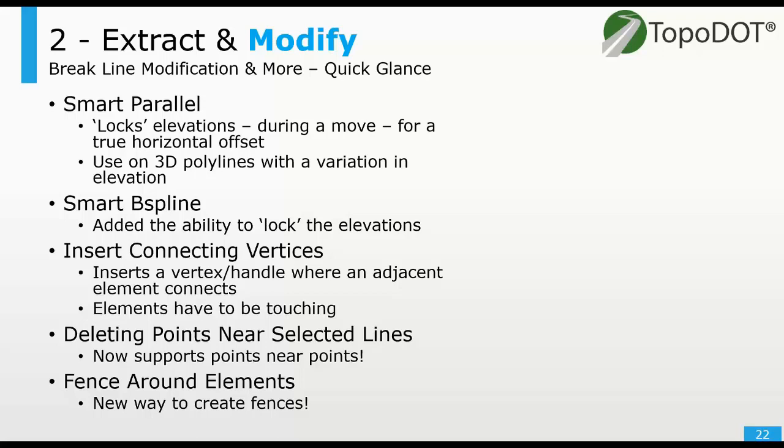Smart B-Spline tool, we've added also a locking mechanism to the elevations. Very handy. We'll see where that comes into play. And we also have the inserting connecting vertices, where we're just going to essentially produce handles when tying into specific lines. Deleting points near selected lines. This tool has been around for quite some time, but we did add support for the base elements to be points. So now you can delete points that are close to points.